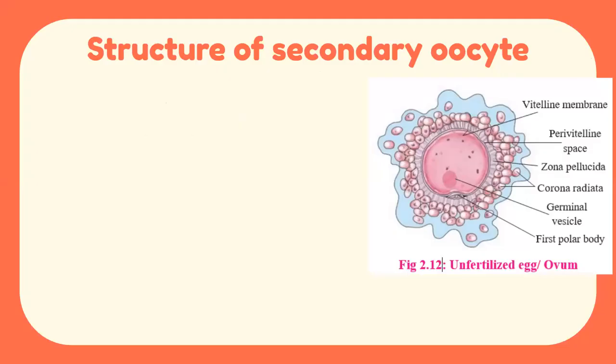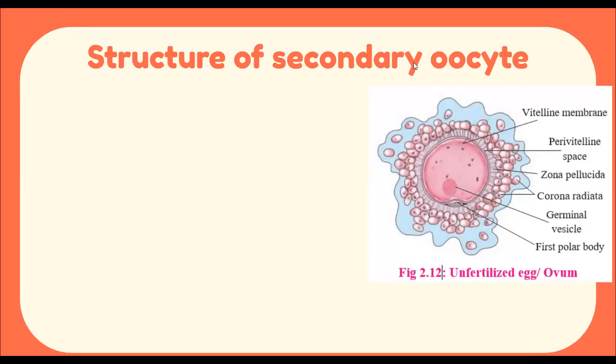Before that, we need to understand the structure of the secondary oocyte. What are the different layers, or the different membranes, of the secondary oocyte? Okay, so this is the mature egg, the mature ovum, which is now ready to be fertilized. At this stage, it is an unfertilized egg or ovum. When the sperm enters, it will get fertilized. Okay, so let's begin with this.